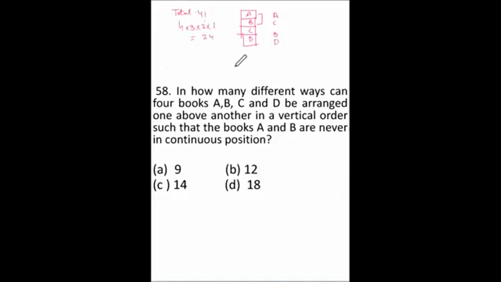So we make A plus B together. So when they are together, 4 minus 1, that is 3. So factorial 3 will be the ways we can have this. And these 2 will have another arrangement, BA and AB. So into 2, which is 3 into 2 into 2. So 12. Now total is 24 and 12 is when they are together. So the remaining will be when they are not together or in continuous position. So 12 is the answer. So answer is B.